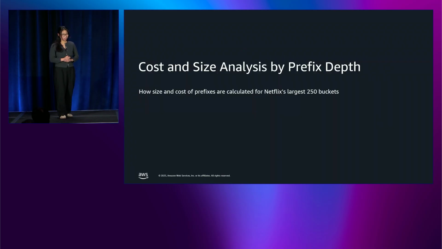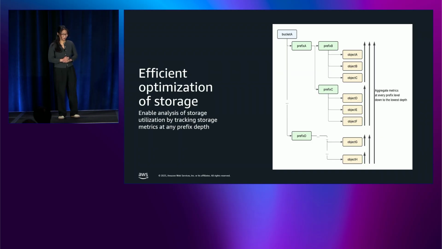So this portion, I'll do a deep dive into how we construct these cost metrics for all the prefixes to an unlimited prefix depth as a foundational data set. I'll take a step back here. To enable efficient analysis of our storage utilization, we need to track storage metrics at all prefix depths. On the right here, I have a sample file directory representing what we're dealing with and what we're hoping to achieve. We have bucket A with prefixes A to D and any number of objects all in between. Just to reiterate, the goal is that for unlimited prefix depths, we can understand what the size and cost is at each depth.